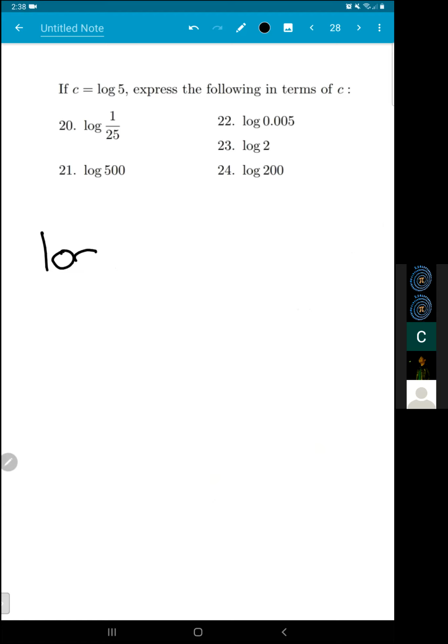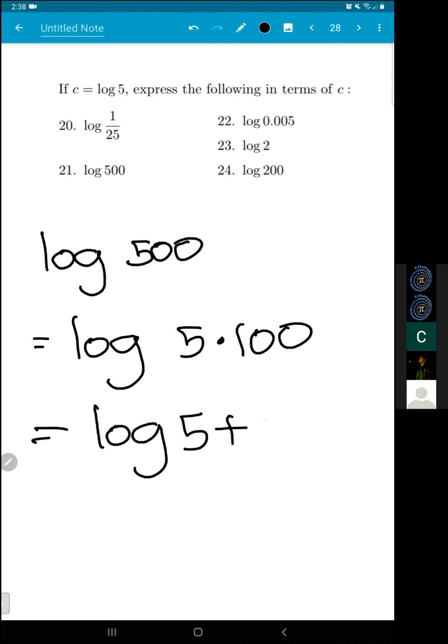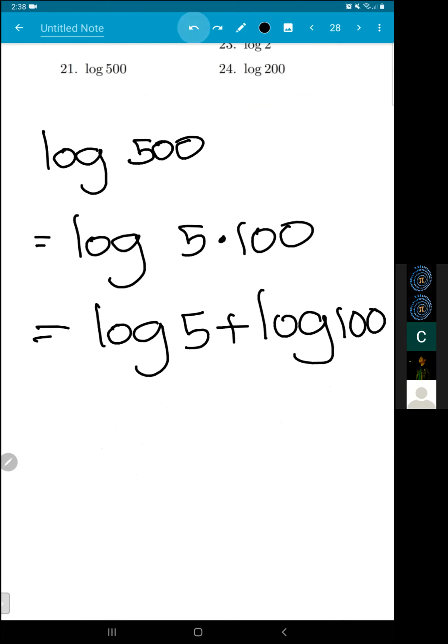Log 500. Again, there's the presence of 5. And you can think of 500 as 5 times 100. And since this is base 10, no problem with the 100. You use the properties. Split into individual logarithms, separate the two. Multiplication becomes addition of the individual factors, 5 and 100. And then log 5 is C. And logarithm 100 to base 10 is 2. What should I raise 10 to get 100? 2. So it's C plus 2.